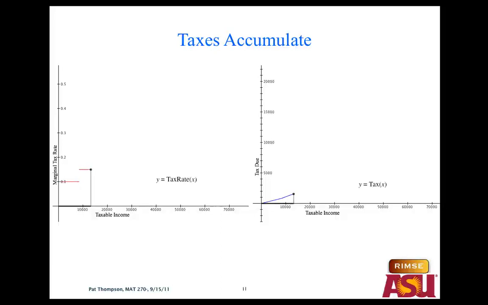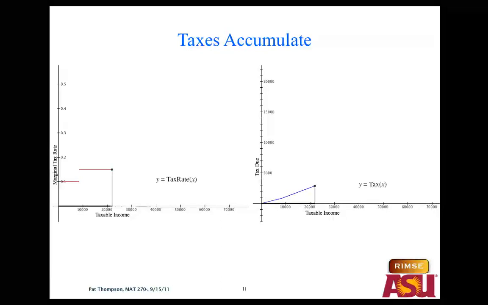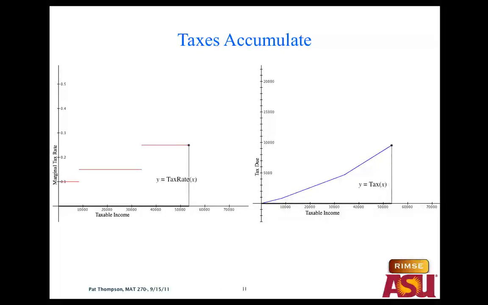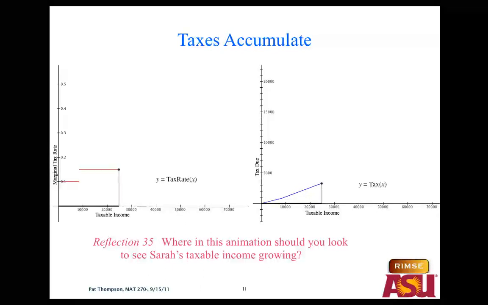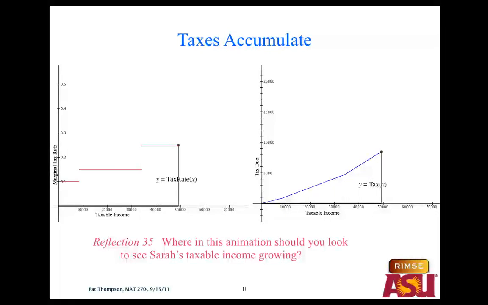So remember, we talked about we can show constant rate of change in two different ways. Over on the right, we're showing constant rate of change, and over on the left, we're showing constant rate of change. It's two different views of the same thing. So let's ask some last questions here. Where should you look in this animation to see Sarah's taxable income growing? Where would you look to see the taxable income growing here?